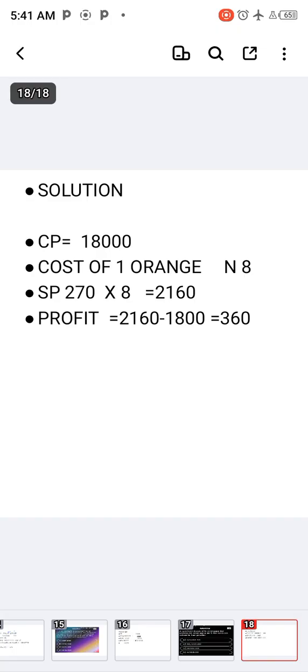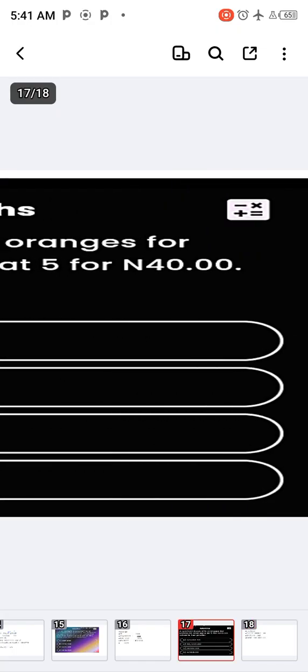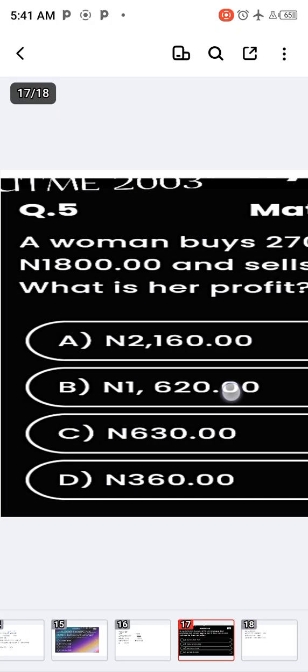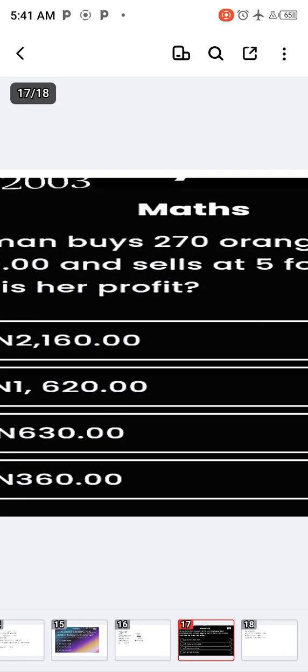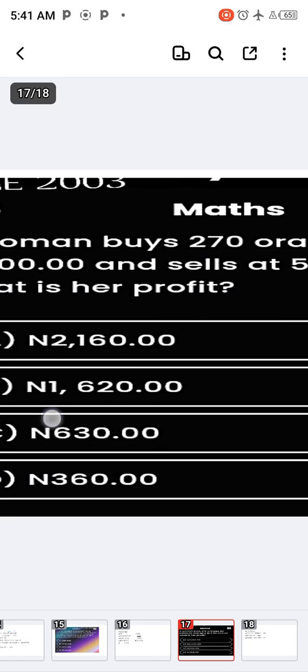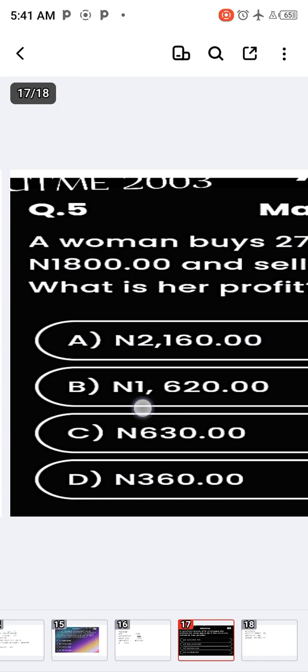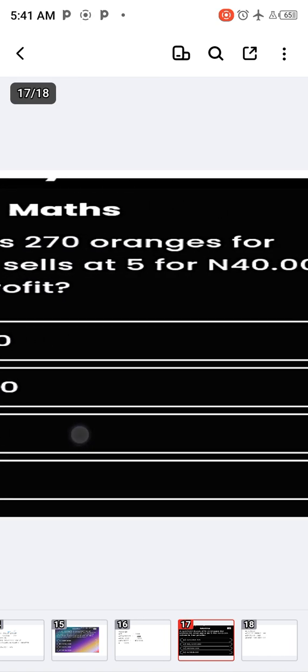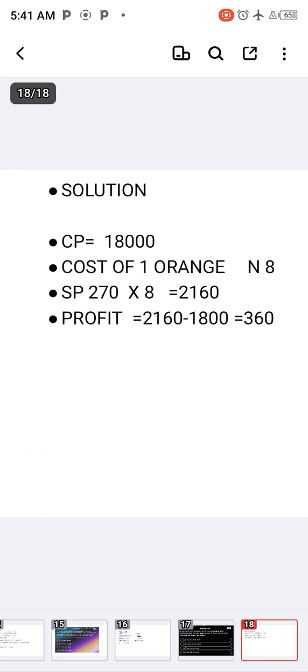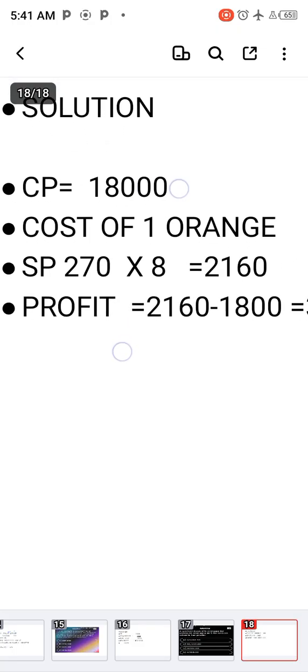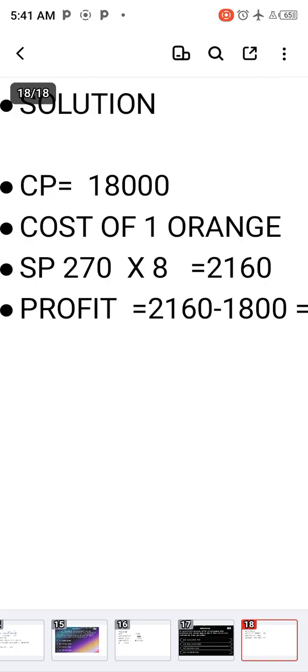The cost price is 180%. Is it true? Let us go back to the question. A woman buys 270 oranges for 1,800. Okay, that is correct. The cost price is 1,800. Please assist me to correct this. The cost price is 1,800, not 18,000. It's 1,800.